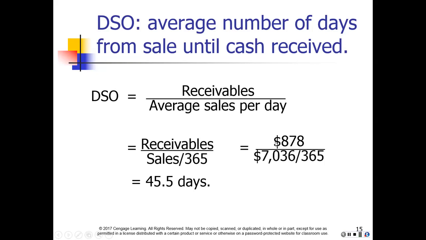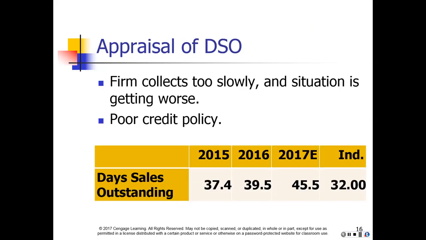So take the total amount of accounts receivable divided by the average sales, which is annual sales divided by 365. And for 2017, we get 45.5 days. And it basically tells us that once we make a sale on credit, on average, it takes us 45.5 days to collect on that, to get cash for that sale.